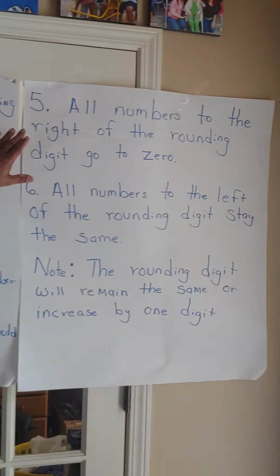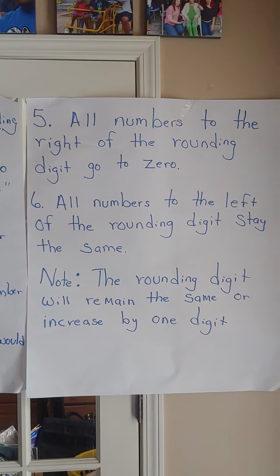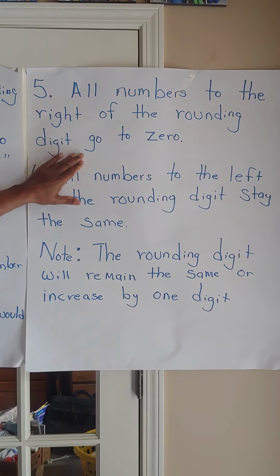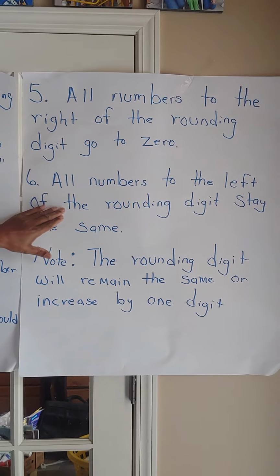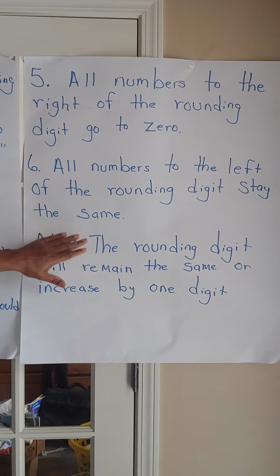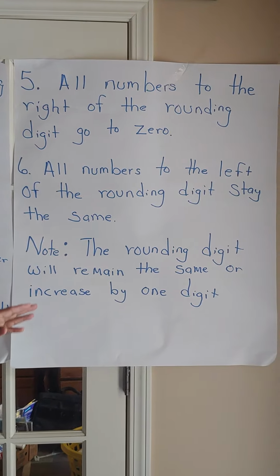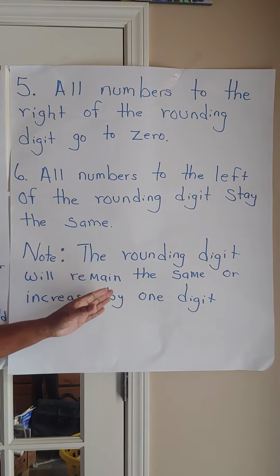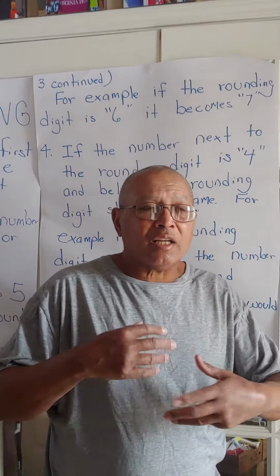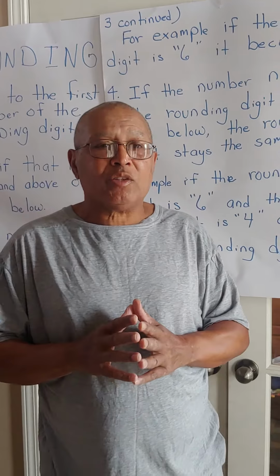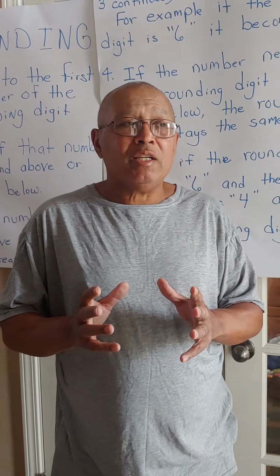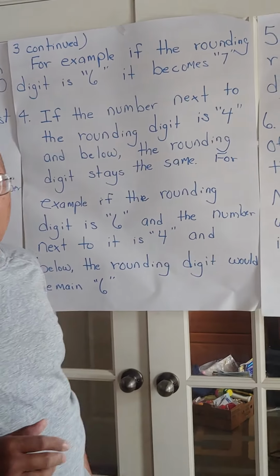Now, once you go through these steps, all numbers to the right of the rounding digit go to 0. All the numbers to the left of the rounding digit stay the same. One thing to note is the rounding digit will remain the same or increase by 1. Now, I understand that a lot of what I just went through might be confusing, so I'm going to go through a few examples and you'll see how this applies.